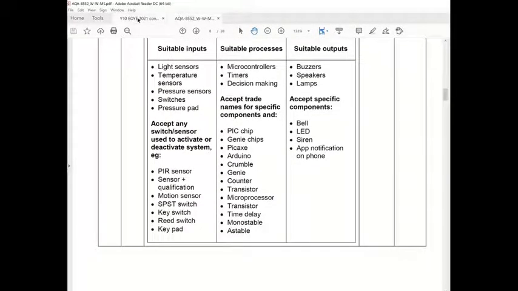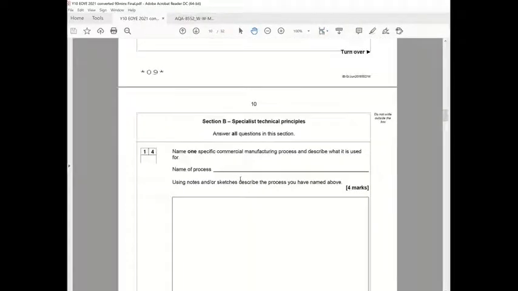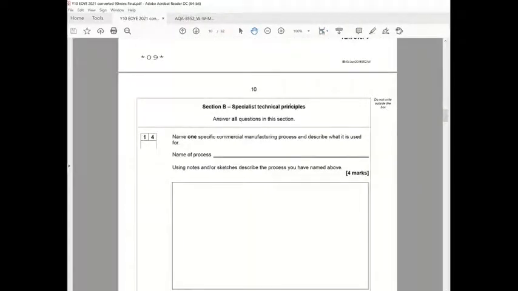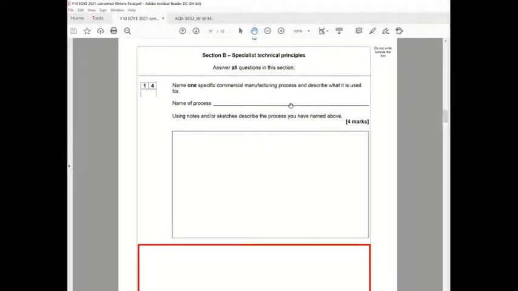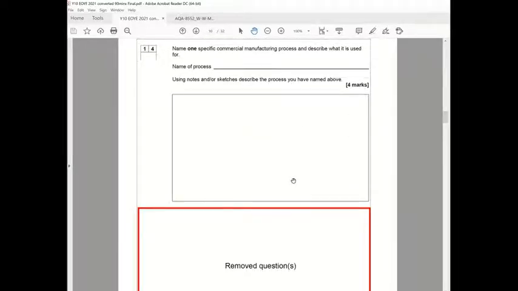Okay, so let's go on to the next question. And already we are finishing section A, and we're going on to section B, which is specialist technical principles. Answer all questions in this section, all the ones that haven't been removed, I suppose. Name one specific commercial manufacturing process and describe what it is used for.